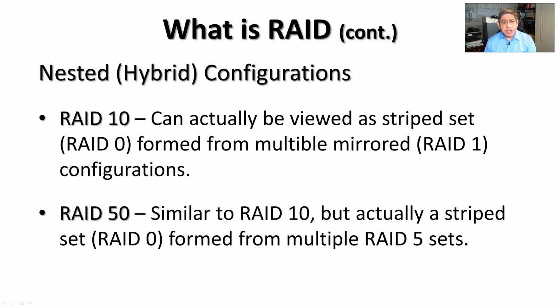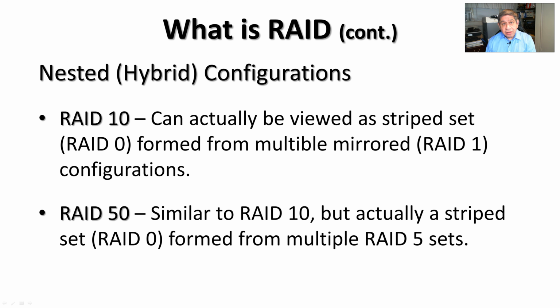Now there's also some of these nested or hybrid configurations, and one is used by a lot of implementations, and that is RAID 10, which can actually be viewed as striping and mirroring together. So RAID 0 and RAID 1, a combination of both. And I'll show you the layout of that in a little bit.